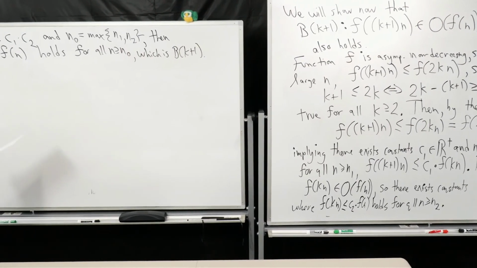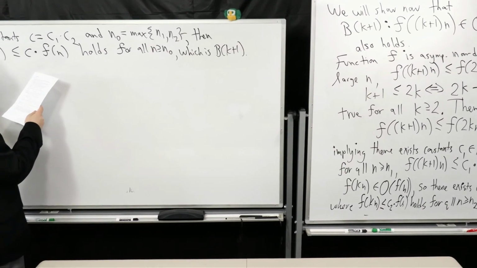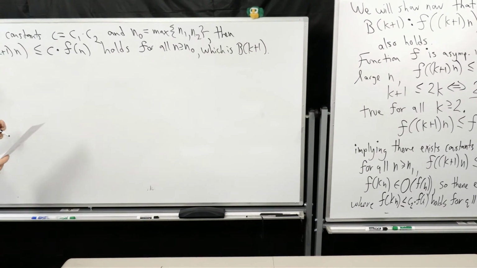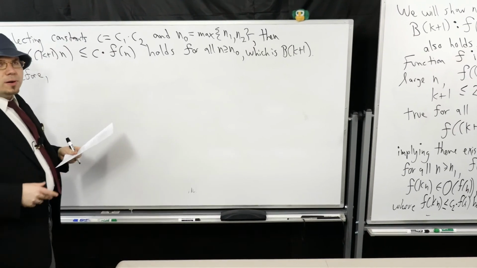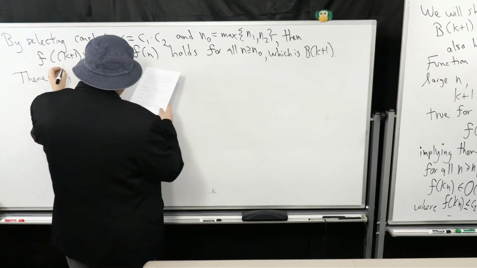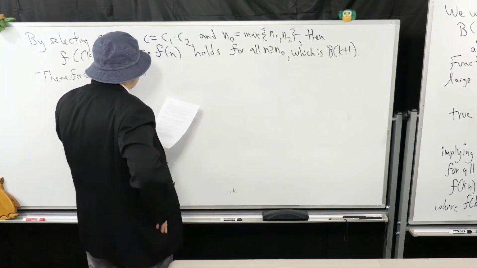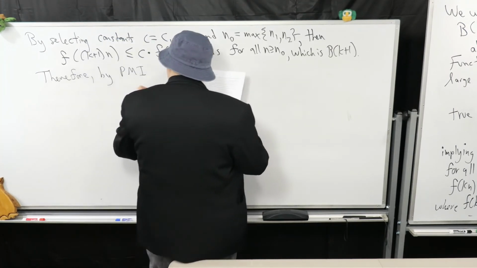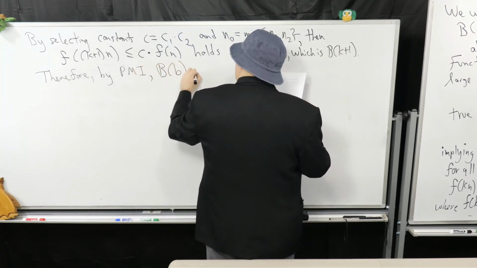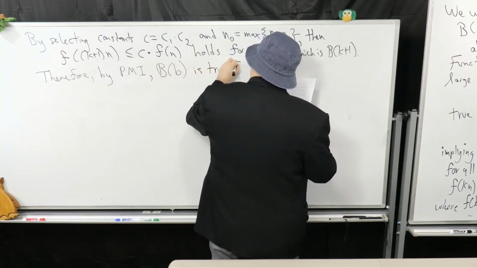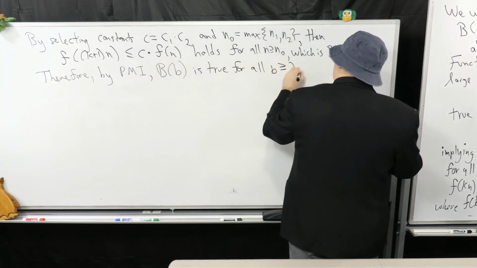So now that I have this, I proved the induction step here. So what are we going to do? We've got to invoke the principle of mathematical induction. Therefore, by the principle of mathematical induction, P of k is true for all k greater than or equal to 2. And we're done.